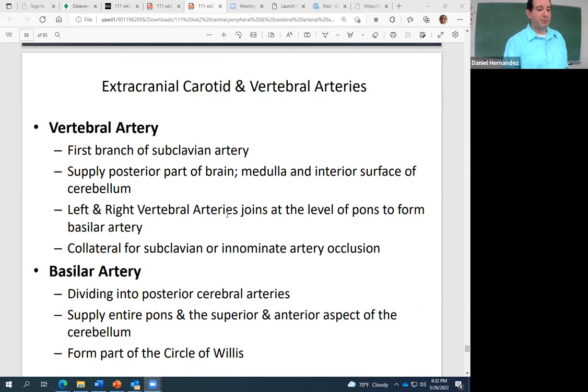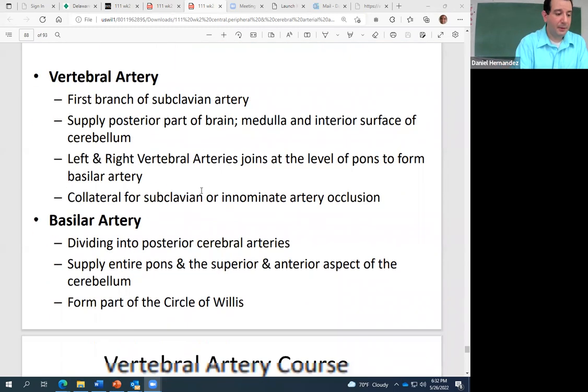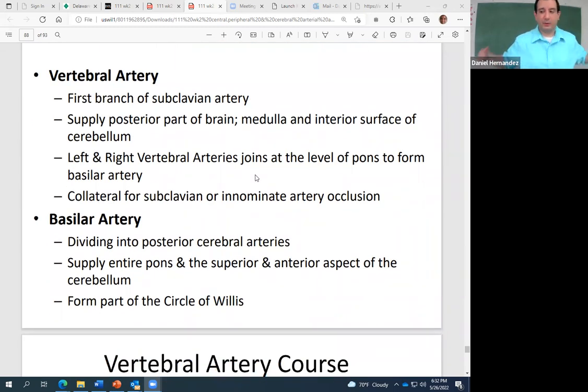The right and left vertebral arteries join at the level of the pons to form the basilar artery. So two vertebrals come together, form the basilar artery. This basilar artery eventually divides into the posterior cerebral arteries, so we'll see in a moment when we get into the circle of Willis. And this supplies, again, the entire pons, the superior and anterior aspect of the cerebellum, and also forms part of the circle of Willis.